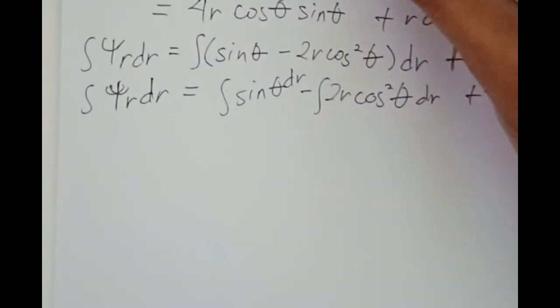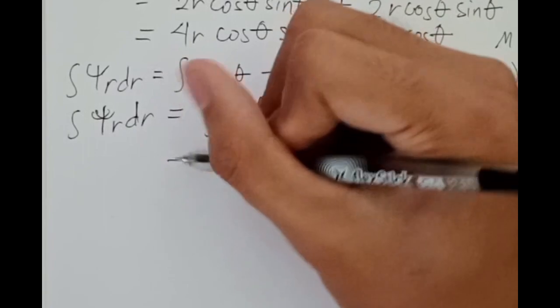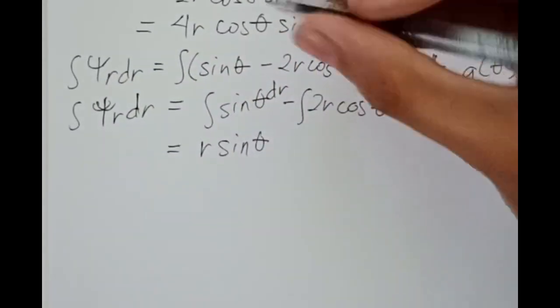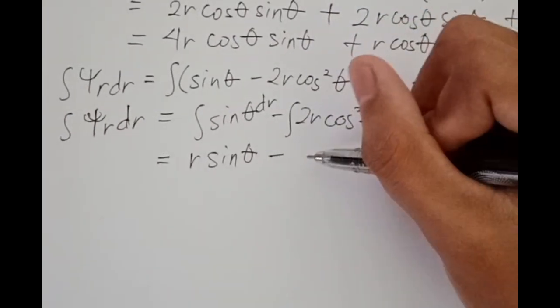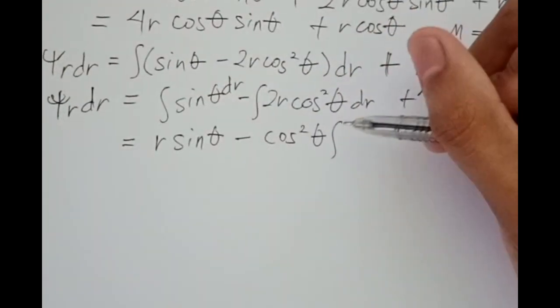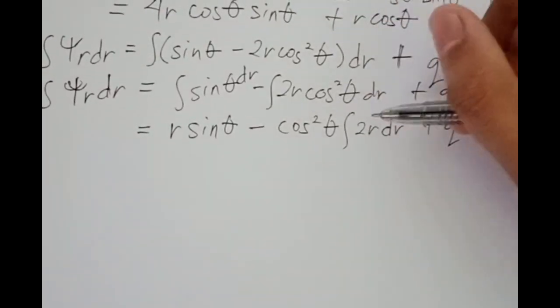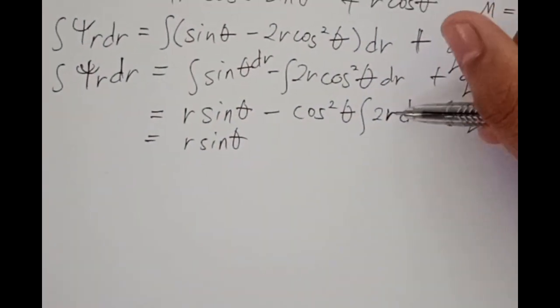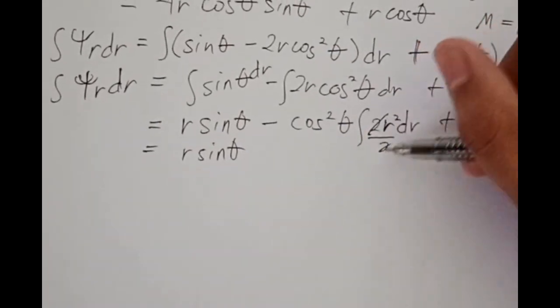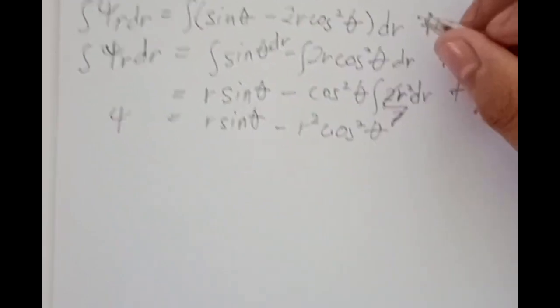Here, the antiderivative of sine theta in terms of dr: sine theta is constant, so we can put it in front of the integral sign. So the answer will be r sine theta because the integral of dr is r. And here we can put cosine squared out of the integral sign because it is constant. So we are left with 2r dr plus q of theta. The integral of 2r, that will be power rule, so r squared over 2. Cancel the 2, so that will be r squared cosine squared theta. So our psi now is r sine theta minus r squared cosine squared theta plus q of theta.